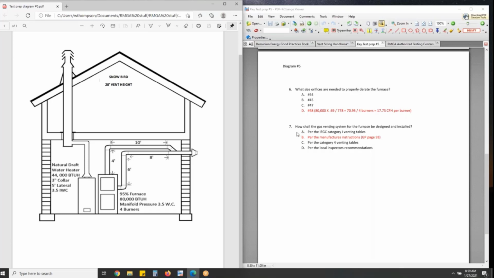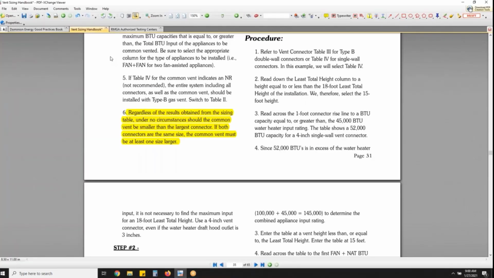And final question number 7. How shall the gas venting system for the furnace be designed and installed? B, per the manufacturer's instructions, page 93 on the Good Practices book, because it is a 90% 2-pipe sealed combustion direct vent. Before we wrap this up, are there any other questions?